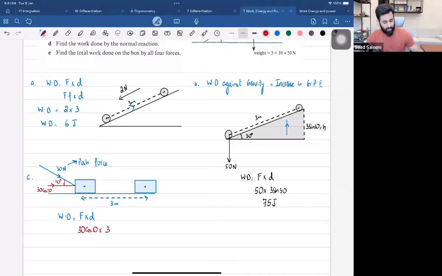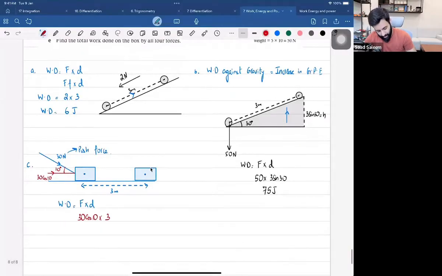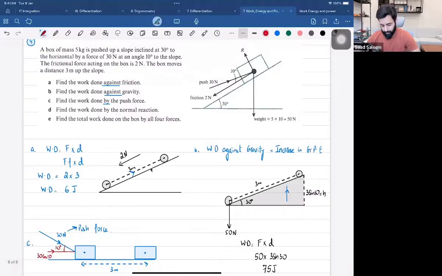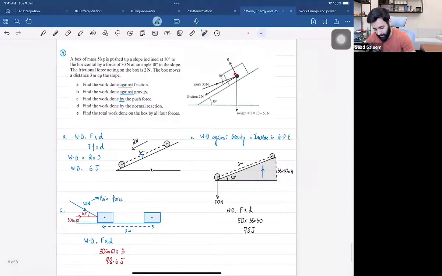What's that equal to? Let's work it out. 30 cos 10 multiplied by the distance, which is equal to 3. And that is equal to 88.63, or 88.6 joules. Okay. Now find the work done by the normal reaction force. See if you guys can answer this question. This is the normal reaction force, and we need to find out the work done by this force.